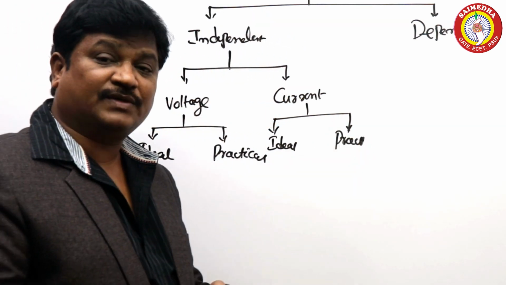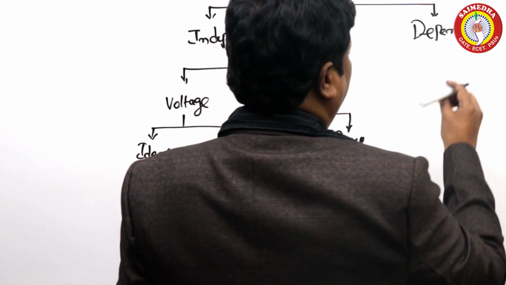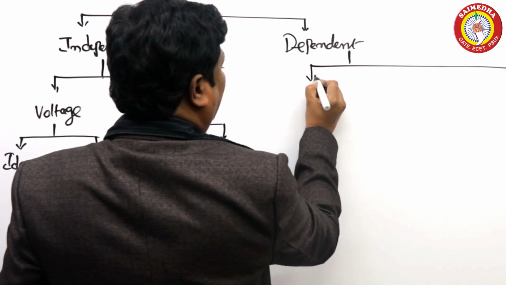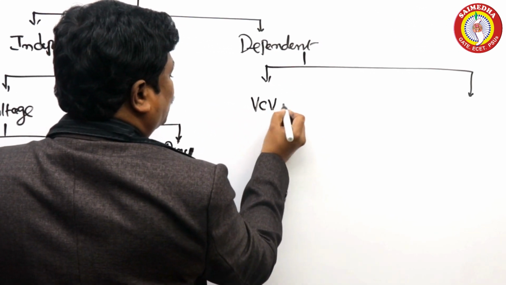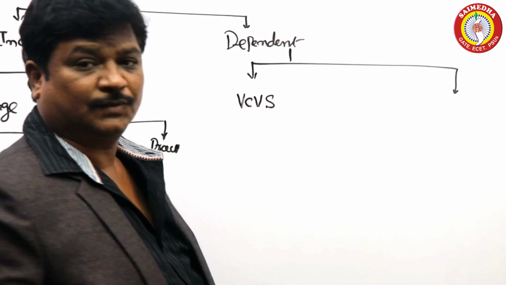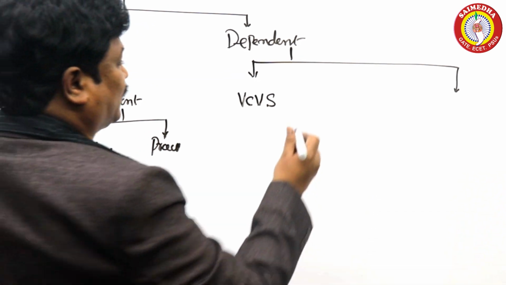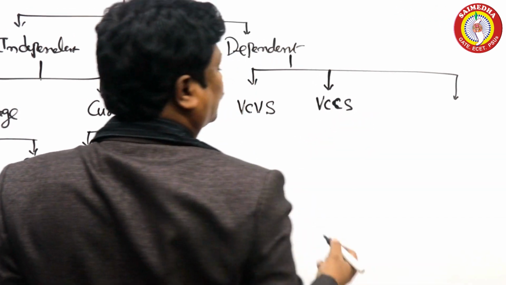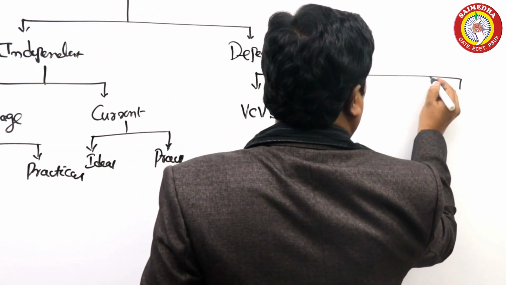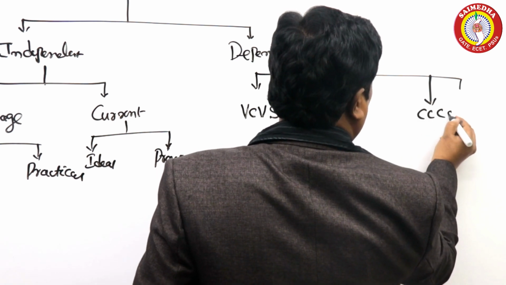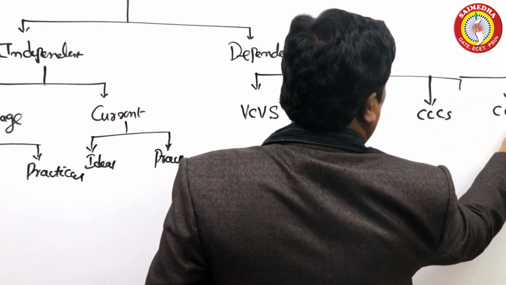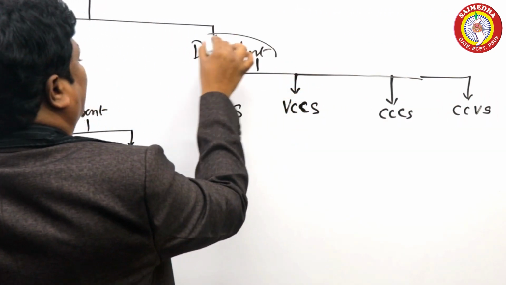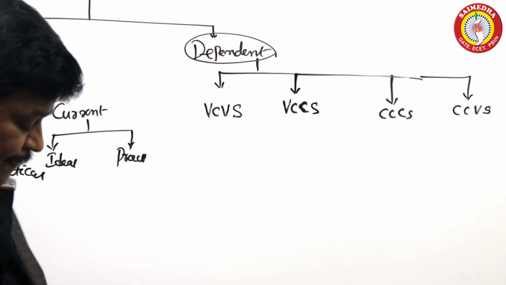Now coming to the dependent sources, we have four types of dependent sources. The first one is the voltage controlled voltage source. Second one, voltage controlled current source. Third one, current controlled current source. Fourth, current controlled voltage source. These are the various sources that come under dependent sources.